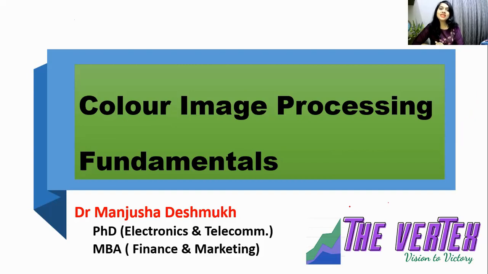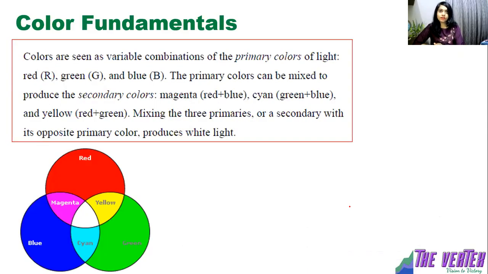Hello everyone. In this video, I'm going to explain fundamentals of color image processing. So as all of us know, there are three basic colors, or you can call them primary colors, that are red, green and blue. When we mix these primary colors, we get secondary colors, that is cyan, yellow and magenta.